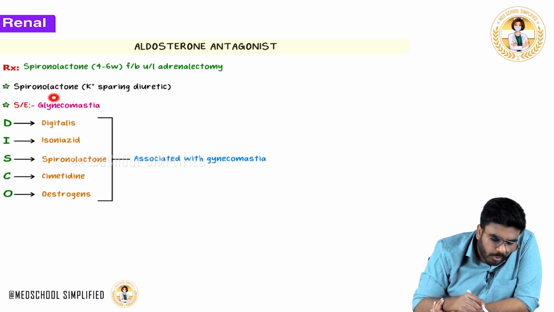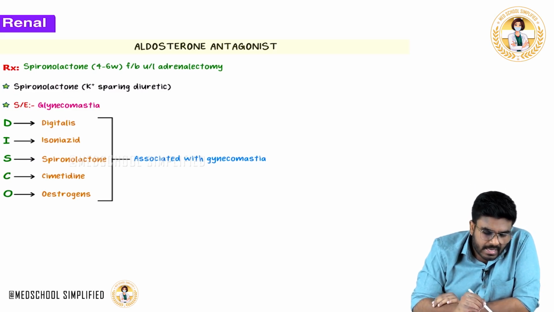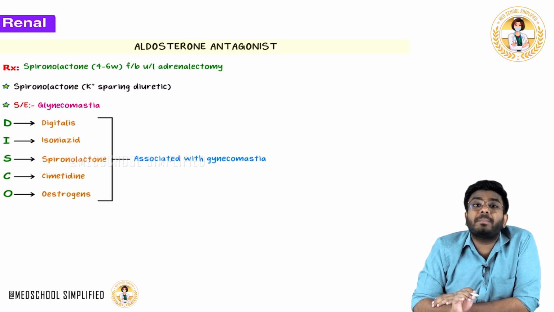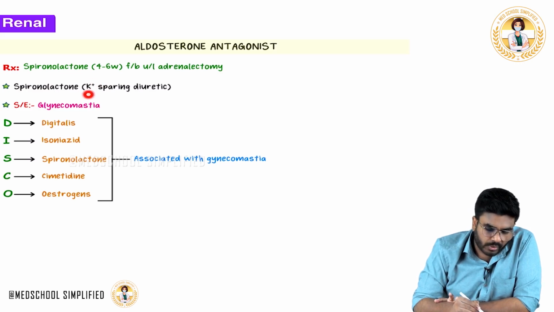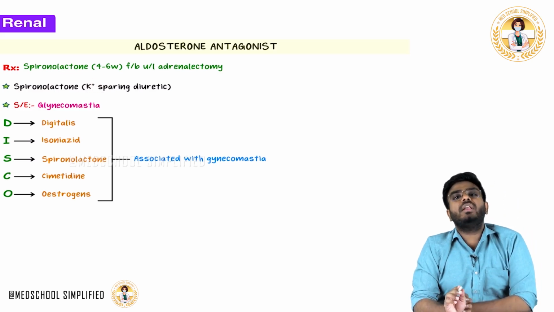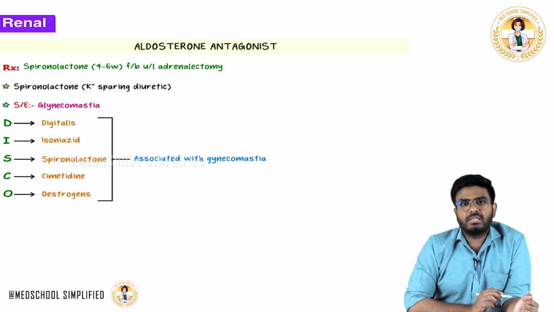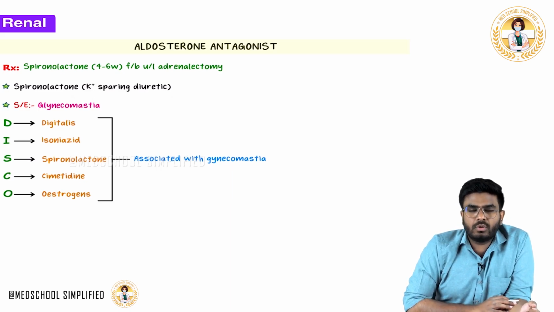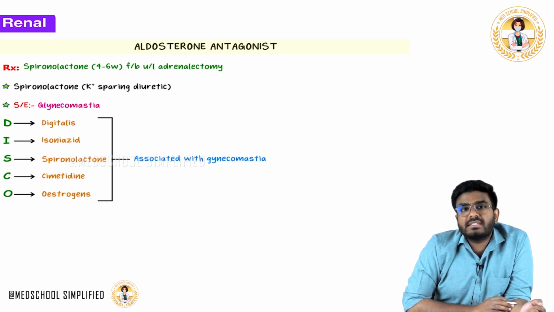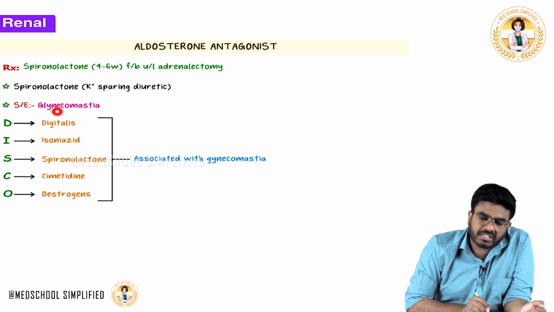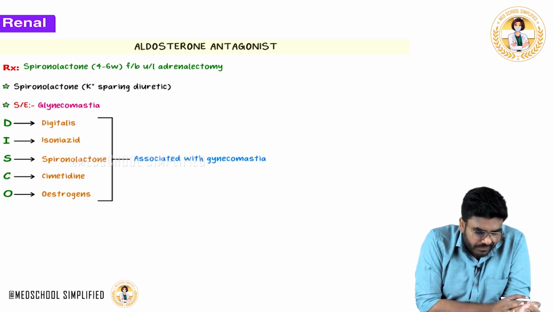But the speciality about spironolactone is that it will cause a potassium sparing effect. Less potassium is going to go in the urine, so it is a potassium sparing diuretic. But one important side effect of spironolactone is that whoever uses this drug will develop breasts. That is gynecomastia. The side effect of spironolactone is gynecomastia.